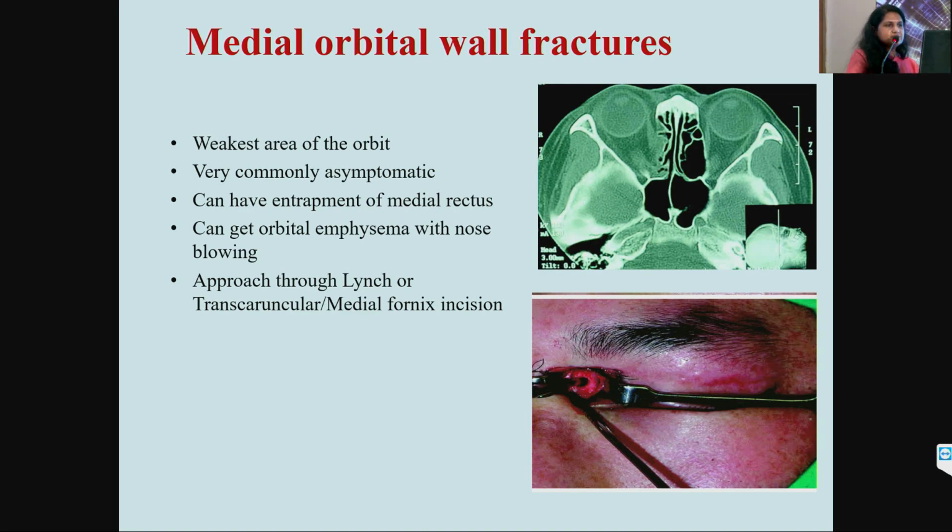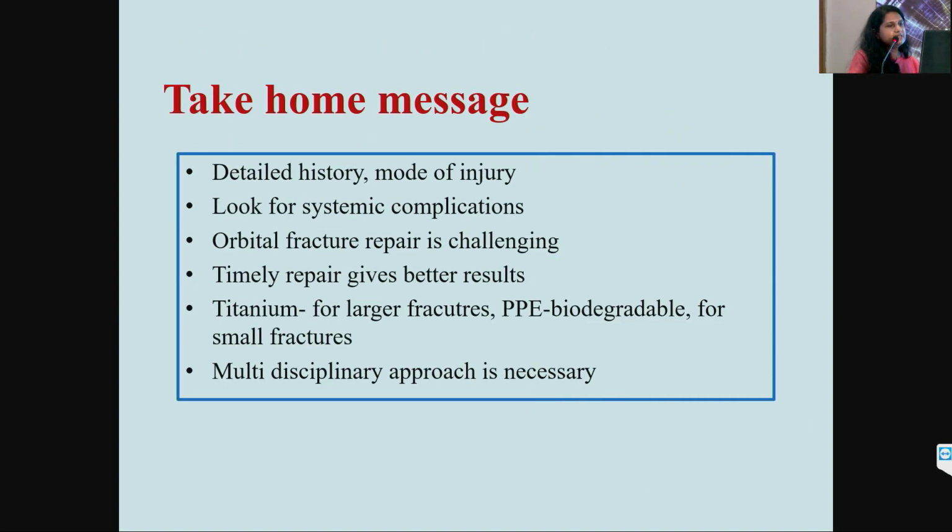Medial wall fracture is very commonly asymptomatic, can have entrapment of the medial rectus, and the approach is through a Lynch or transcaruncular or medial fornix incision. Take home message is that we have to get a detailed history regarding the mode of injury and time of injury.